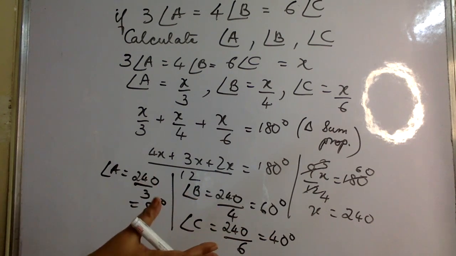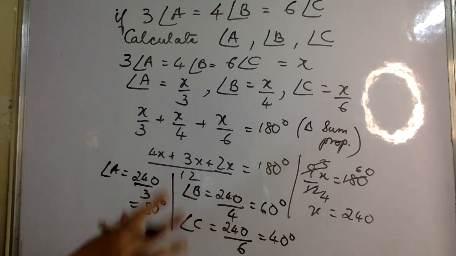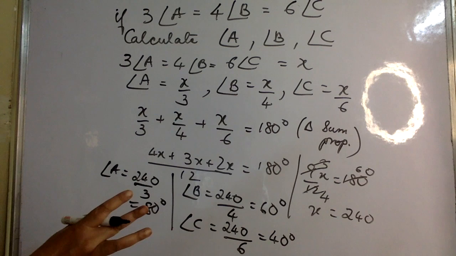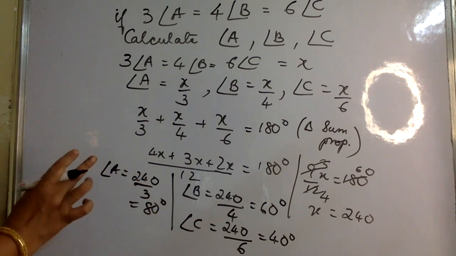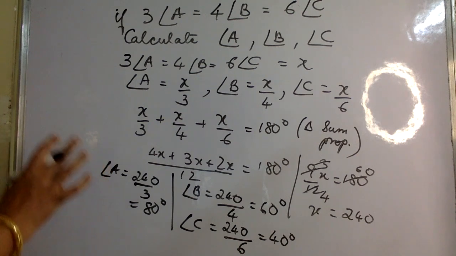whether your sum is right or not. So if they are the angles of a triangle, you must add them all up and check at the end of the sum whether your value is summing up to 180 or not. Then you can be assured that your sum is correct. Okay.